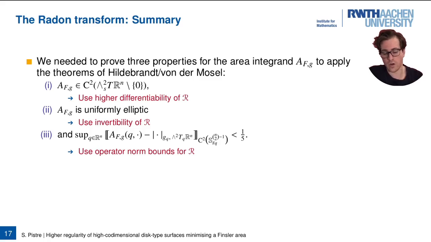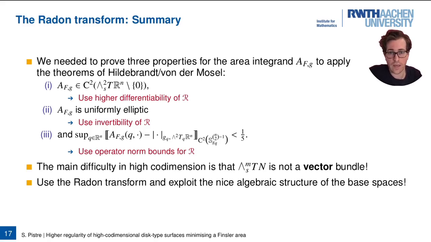And because it's 1 over the Radon transform, we can use the higher differentiability of R. And similarly, for the uniform ellipticity, you can now use the invertibility of R. At least in our proof, I don't know if this is the most straightforward way, but in our proof we do need to use this invertibility. And for this C2 comparability, here you can use also the higher differentiability and these explicit operator norm bounds. And yeah, that's that.